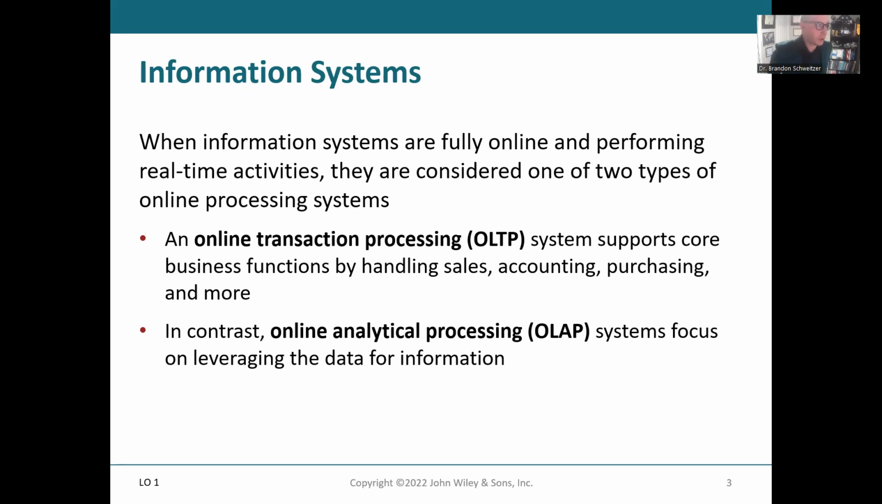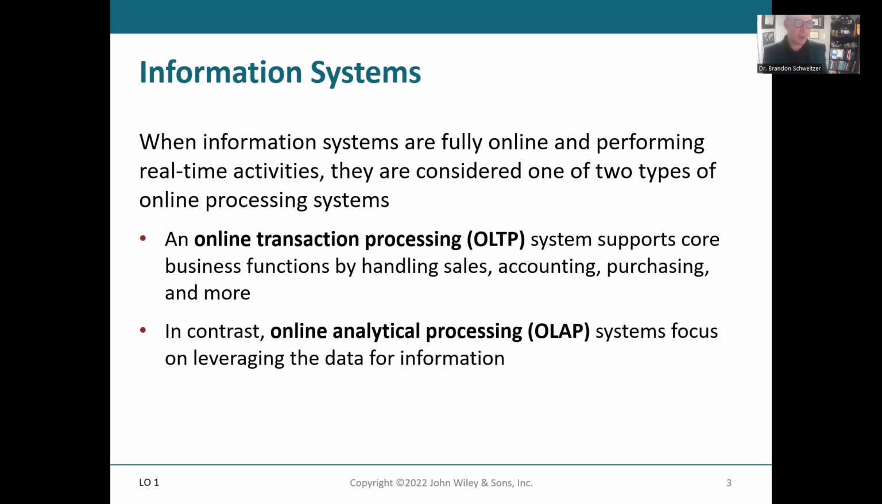So first, it's important to understand the different types of information systems. And the first two systems I'd like to talk about are transaction processing and online analytical processing. When it comes to transaction processing, we are looking at how the system supports the core business functions, such as sales, accounting, purchasing, and other functions.